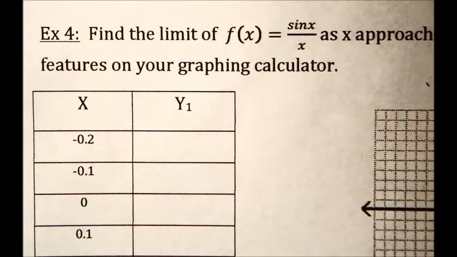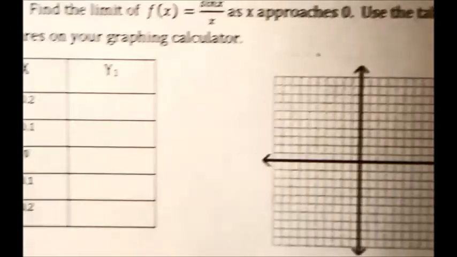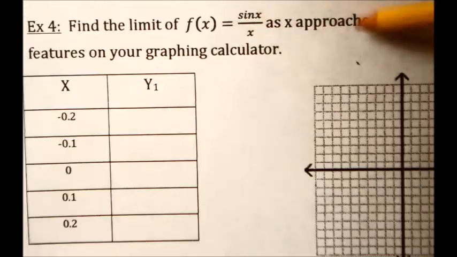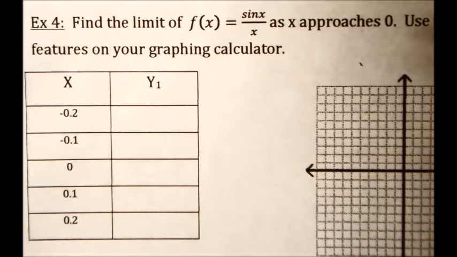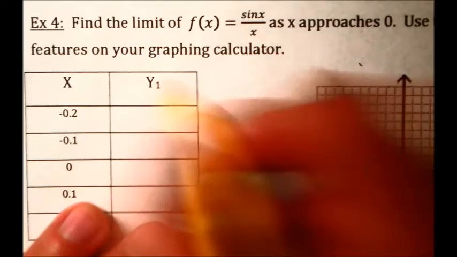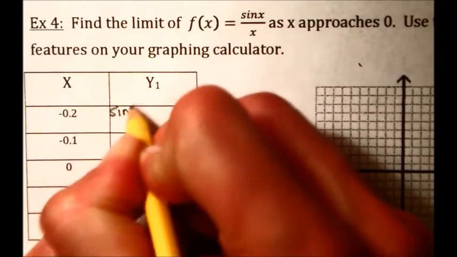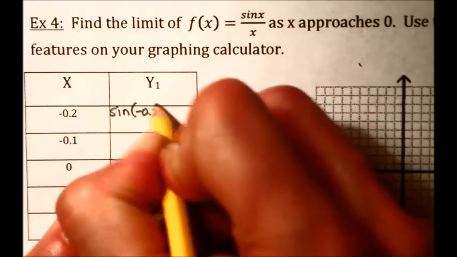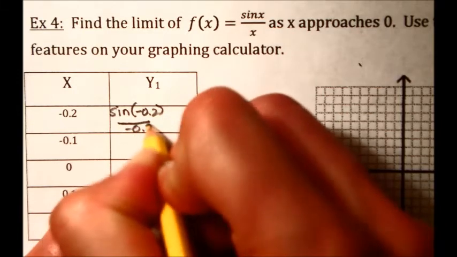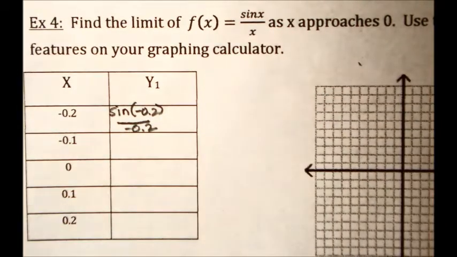Okay, and we're interested this time in x equals 0, actually. I didn't state that. Oh yeah, I did, right here, as x approaches 0. And so you cannot plug in 0, but you can plug in these other values. So on the calculator, you could do this. Plug in negative 0.2.